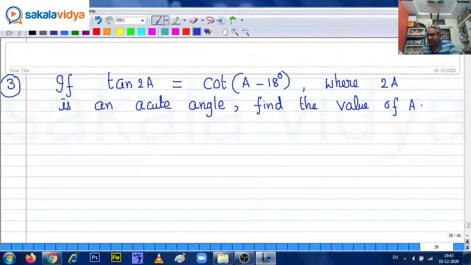This question is very important. Anybody?